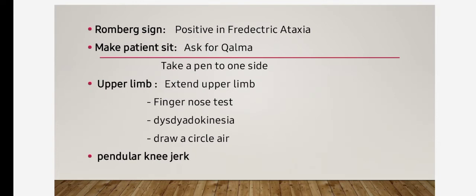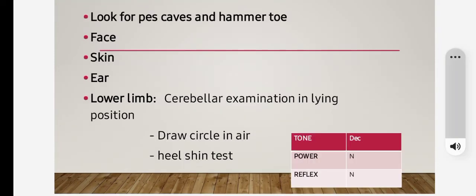The patient is in sitting position. Check for pendular knee jerk, hammer toe and pes cavus. At the same time, check pulse and blood pressure if you found vertical nystagmus. Now examine the face, bulbar conjunctiva, nasal bridge, and ear lobule for telangiectasia. Do ear examination with a torch for otitis media, and skin for rash or scabs for varicella.